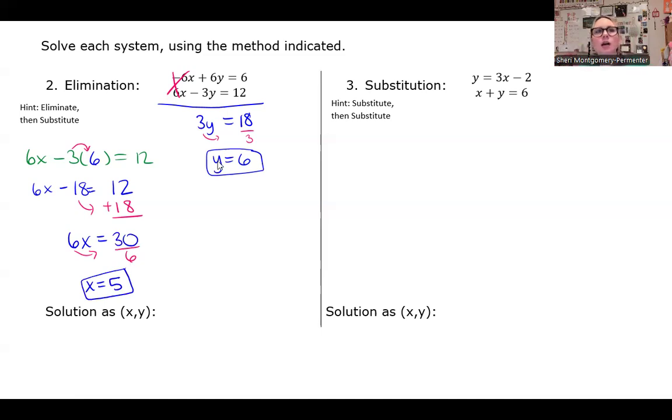All right. We know x and y. We just have to make sure at this point that we write it correctly. x has to go first. So it's (5, 6).